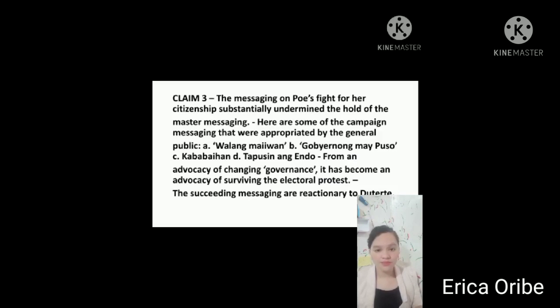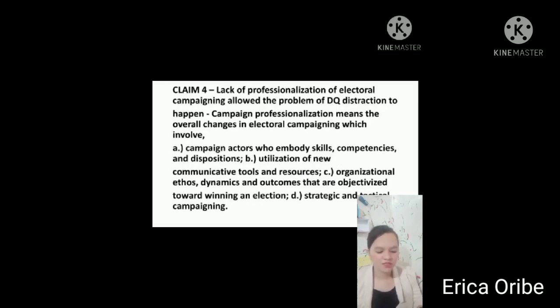So the last one, in claim number 4, the lack of professionalism of electoral campaigning allowed the problem of distraction to happen.